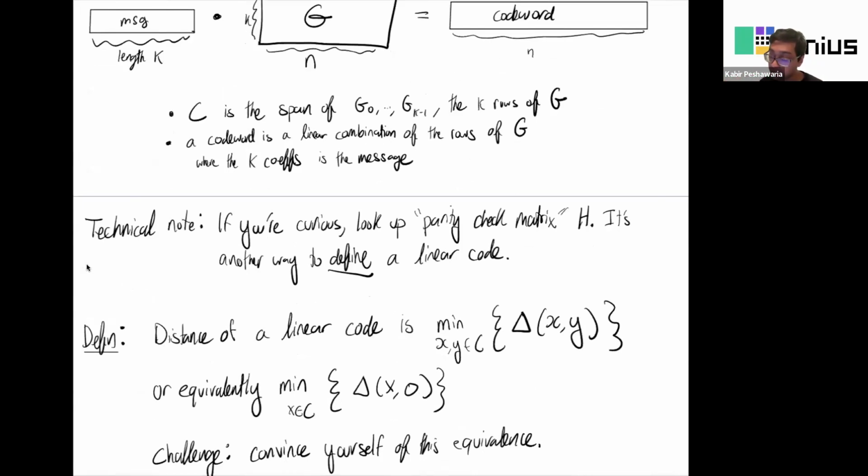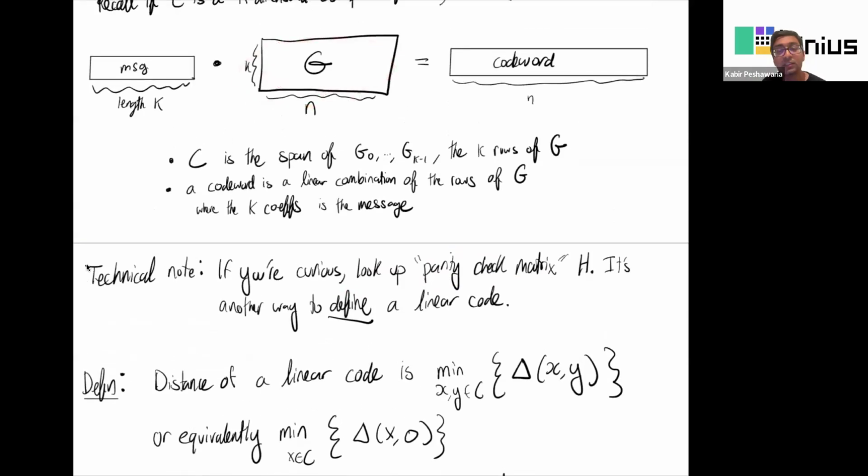Technical note, if you're curious, you should look up something called a parity check matrix. This is really interesting in linear codes. Specifically, it's useful if you're thinking about these codes for error correction, where I'm sending bits across a faulty wire and some of them get changed, and then I want to figure out what the original message was by decoding with errors. Then this parity check matrix is a very useful way to think about a code. You can think about a code as being specified by its generator matrix, or you can also specify a code by its parity check matrix.